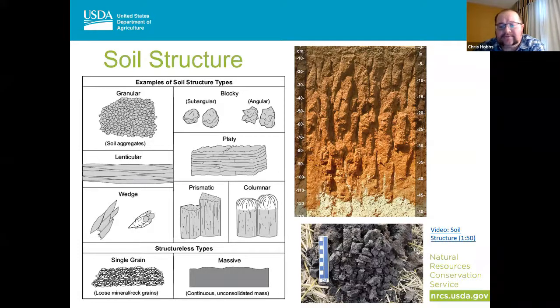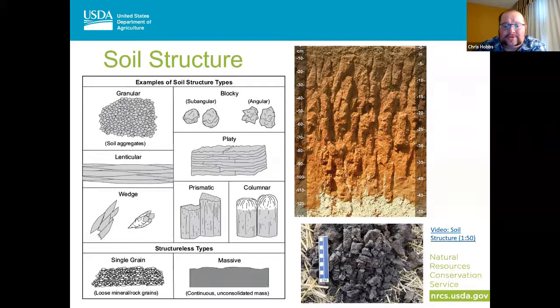Platey, the units are flat and plate-like. You can usually find your plate-like structure if you're out in a farm field, which you hope to not find, but as farm implements go over the soil surface, it will pack down and make a platey type structure. Wedge, these units have acute angles found in high clay soils. They are commonly bounded by small slickensides. We have a lot of those down in this area.